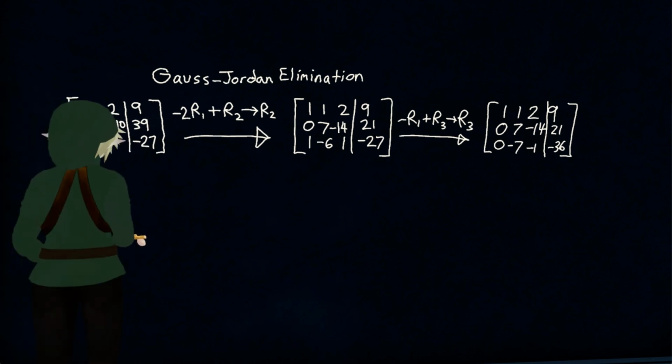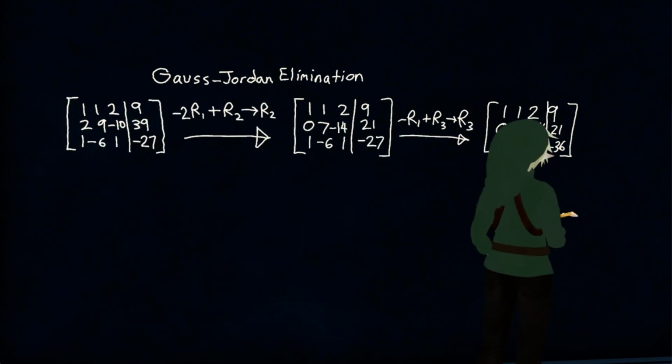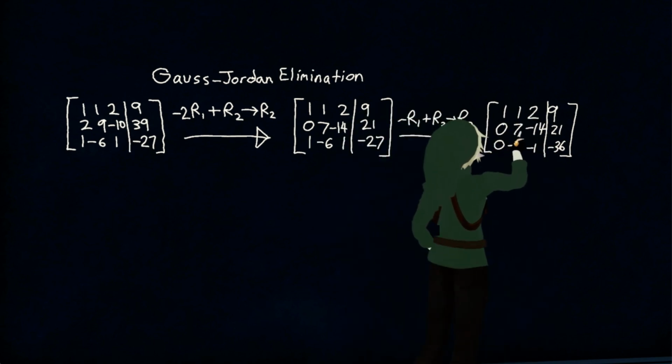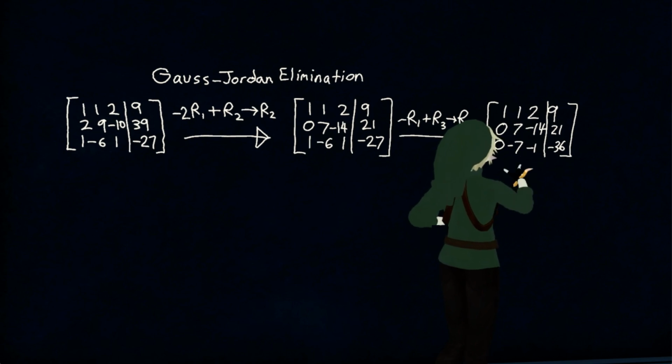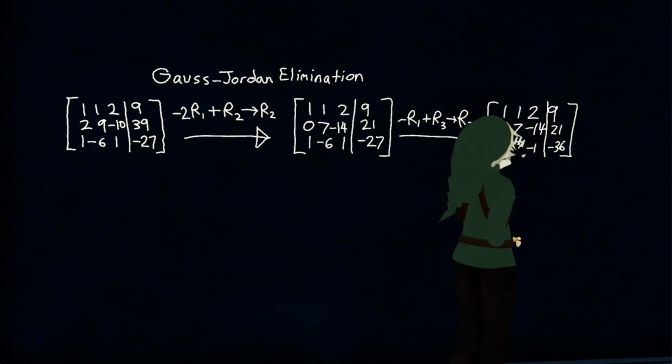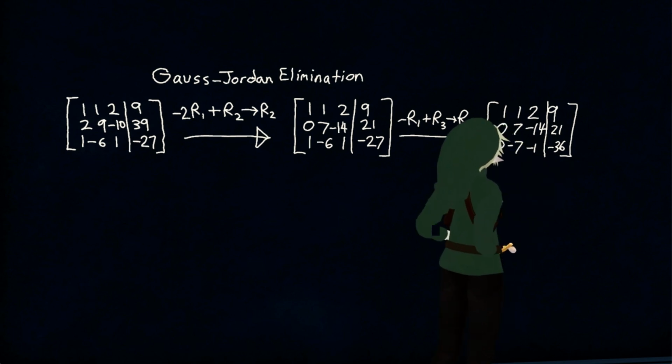So, and again, notice that we have a 7 and a negative 7. Oh, we can make even more zeros here. And so now we're going to turn this into 0. Yes, we're going to turn this into 0 by adding this row to this row.